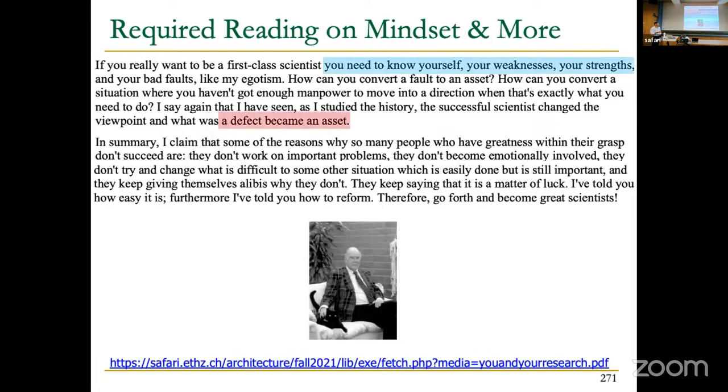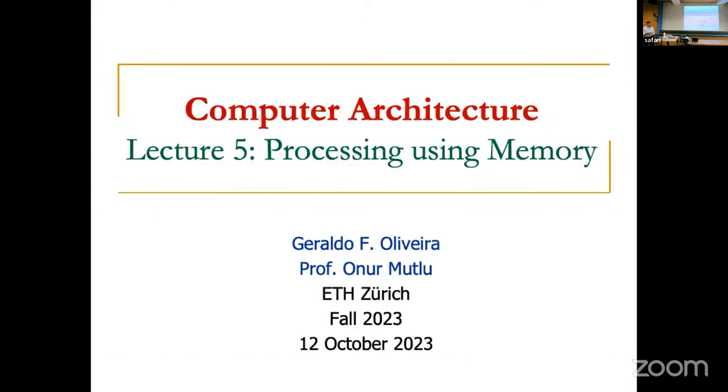And over here, he's basically saying that you need to know yourself, know your weaknesses, know your limitations. Try to work on important problems, get involved in those important problems, and not just count on luck. Just improve, do good work, believe in your work, try to mitigate your limitations, and eventually you're going to become a great scientist.